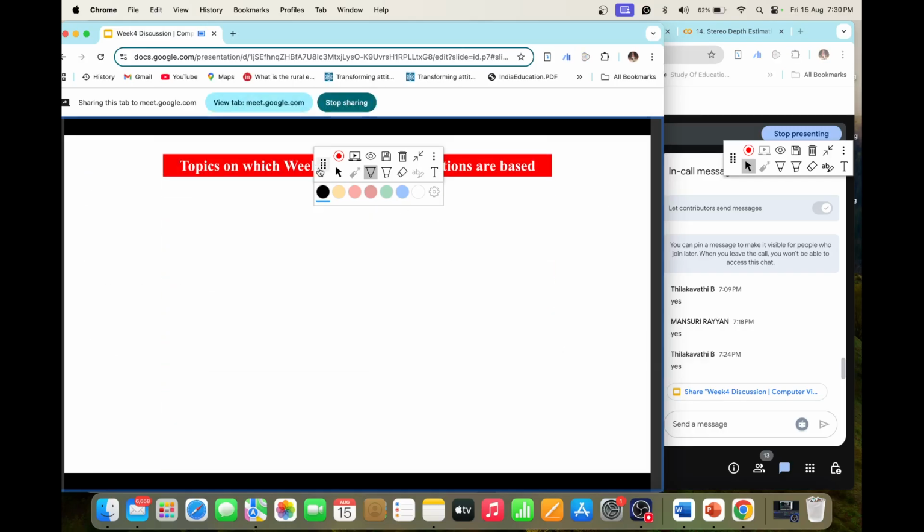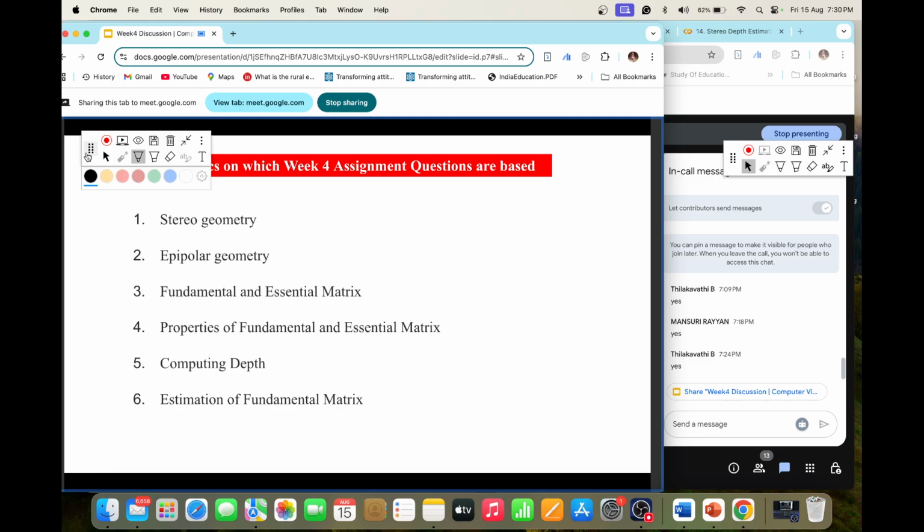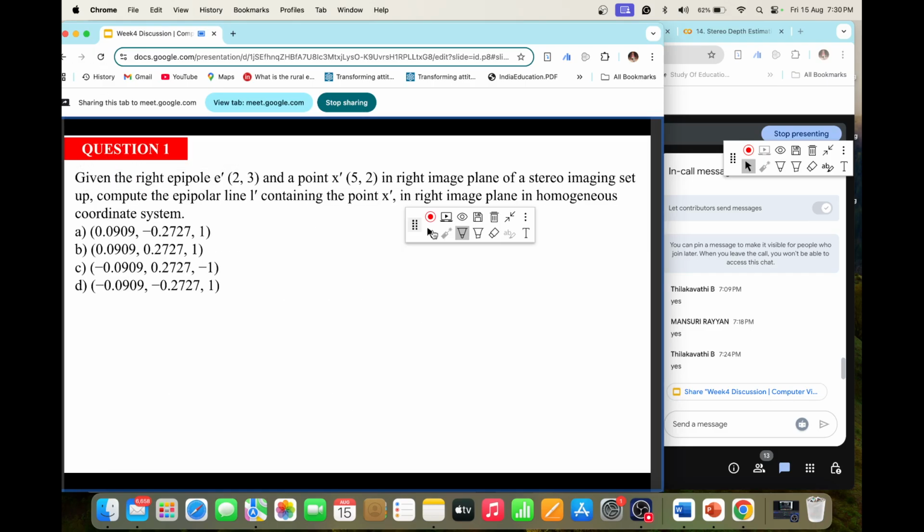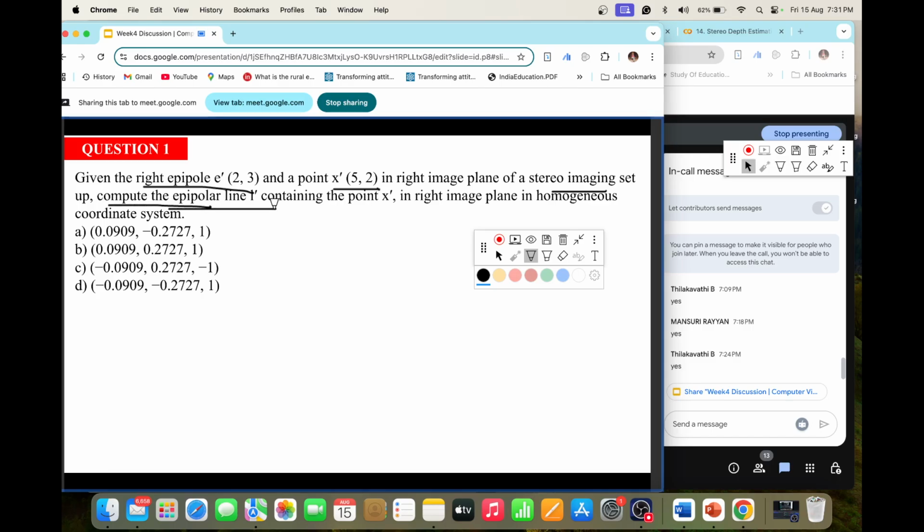So the topics on which the week 4 assignment is based: stereo geometry, epipolar geometry, fundamental and essential matrix, properties of fundamental and essential matrix, computing depth, and estimation of the fundamental matrix. Okay, so let's solve this question. Given the right epipole E dash and the point X dash. X dash is nothing but your image point in the right image plane. Okay, of a stereo imaging setup, compute the epipolar line L dash containing the point X dash in the right image plane in homogeneous coordinate system.